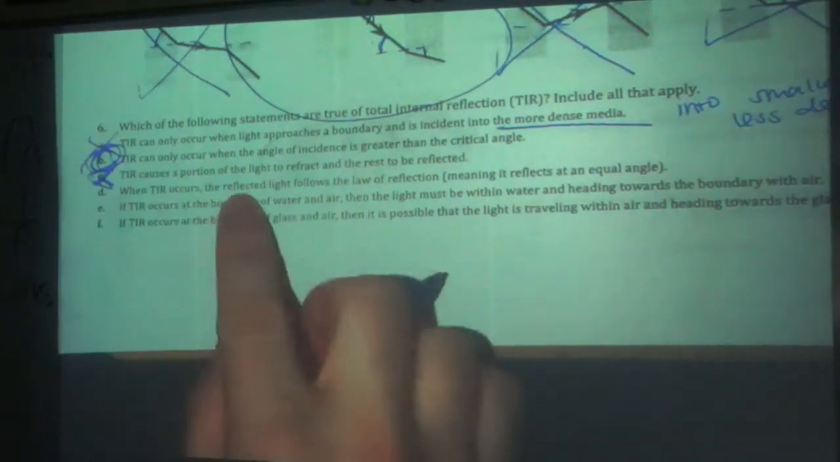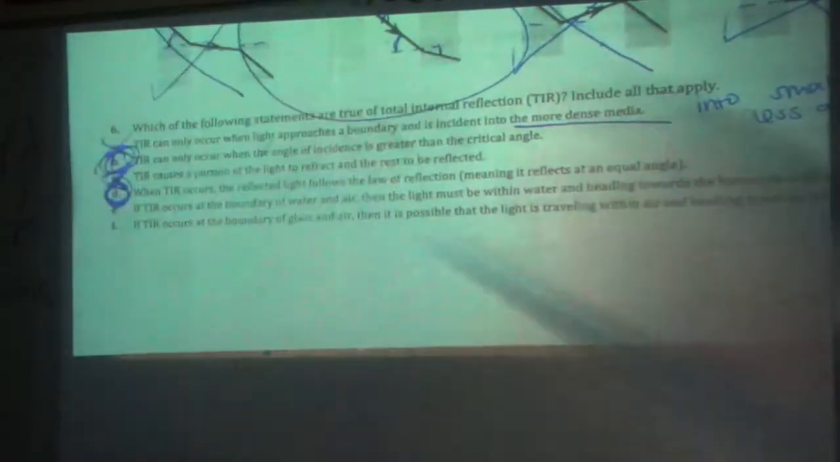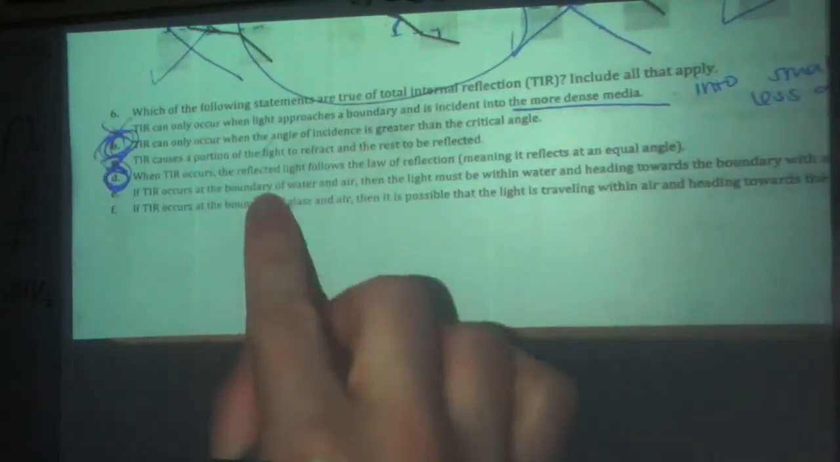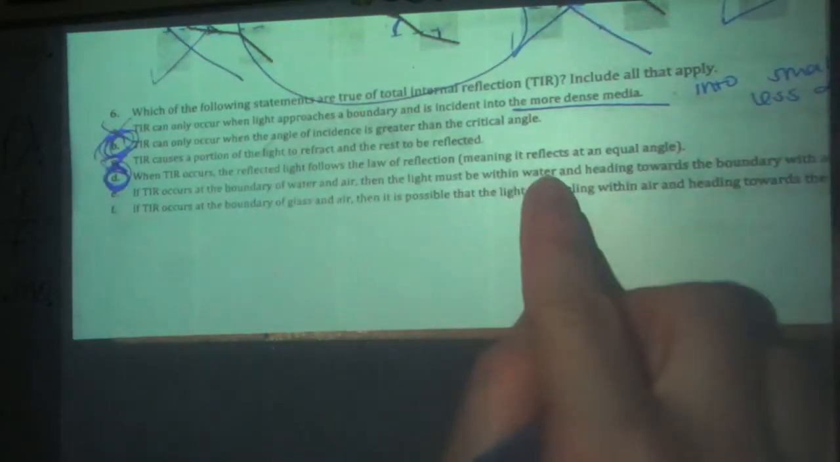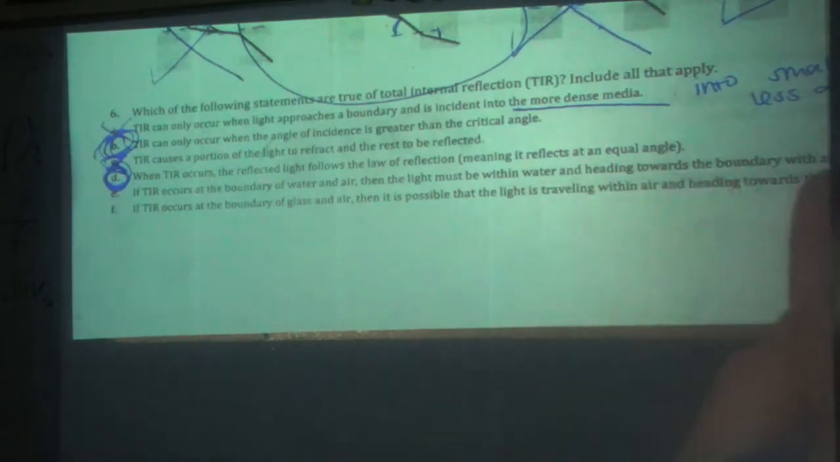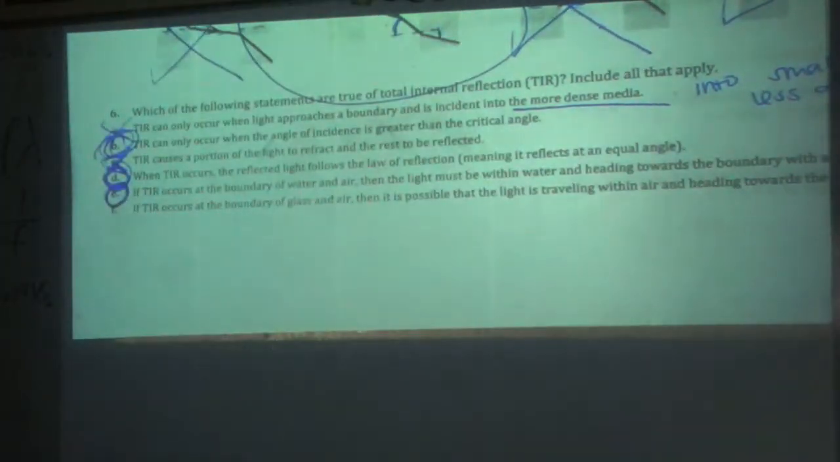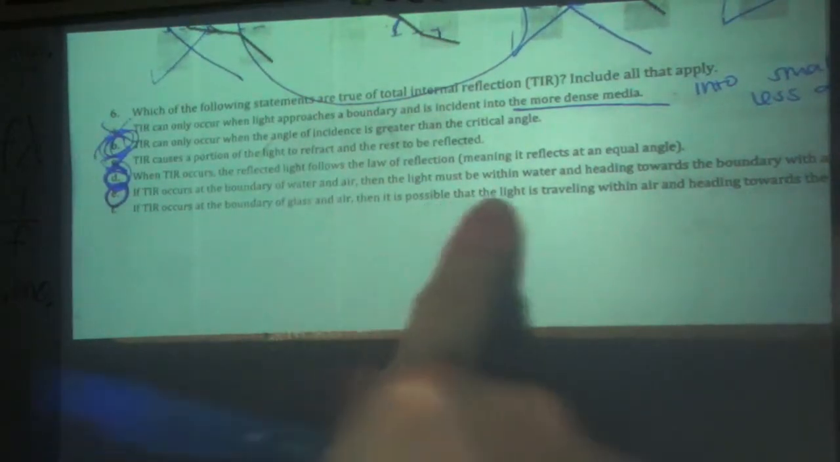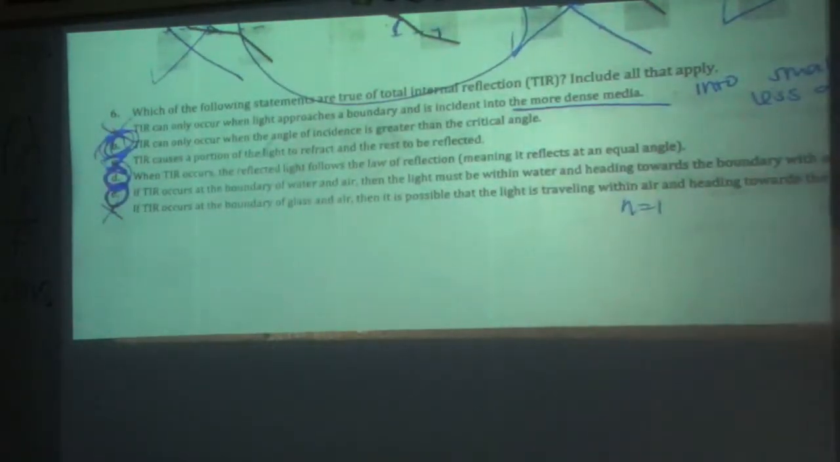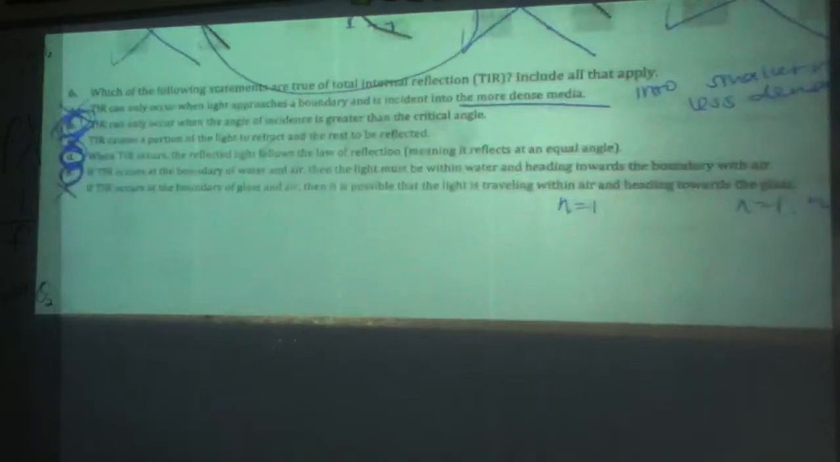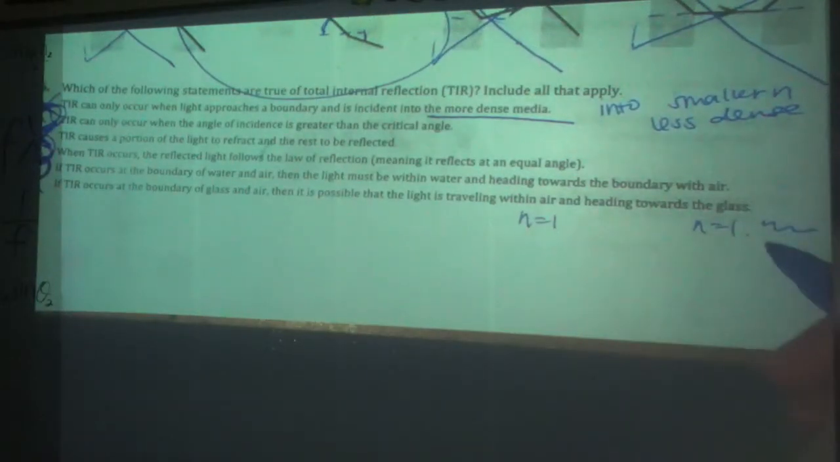When TIR occurs, the reflected light follows the law of reflection, meaning it reflects at an equal angle. Yeah, that's true. It's just reflecting like normal, no refraction. If it occurs at the boundary of water and air, the light must be within water and heading towards air. I want to go into a smaller n, so going from water into air, that is a smaller n. So yes, that would be like 1.33 to 1. If it occurs at glass and air, then it's possible the light is traveling within air and heading to glass. No, because from air, which is n equals 1, to glass, which is n equals 1 something, I don't know what it is, that would be going into a bigger n, and we need to go into a smaller n. So B, D, and E were all correct.